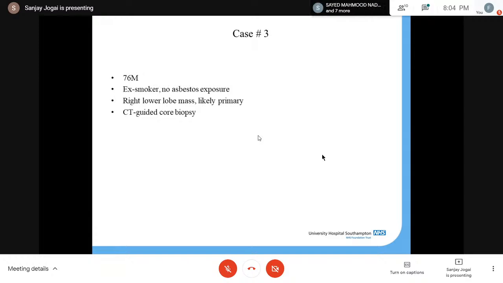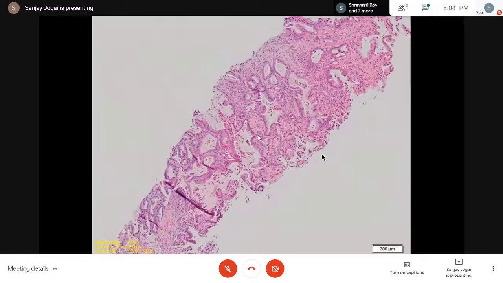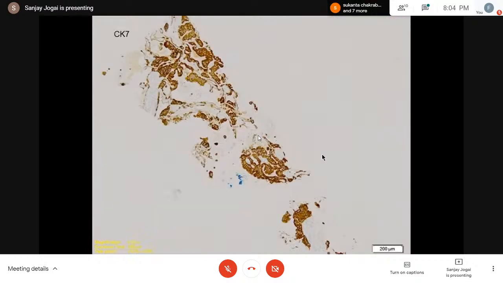Now we slightly digress to other territories. This is case number 3. An ex-smoker, no asbestos exposure, 76-year-old male. He had a right lower lobe mass. They thought it was a lung primary and did a CT core biopsy. This is nice and simple in the sense you can see a gland-forming tumor, clearly an adenocarcinoma. No problem there. And that's the immunohistochemistry panel. I'll talk about why we did what we did in a minute.